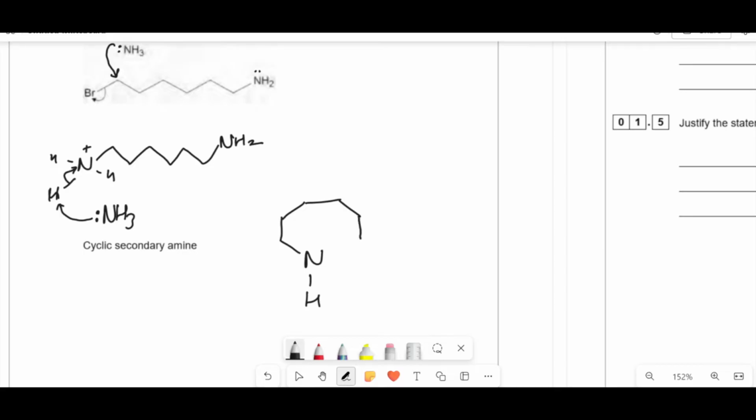Sorry, no, wait. That's 6, is it? Let me just double check. 1, 2, 3, 4, 5, 6. Yeah, that's 6. Whoopsie doodle. There you go. So be careful. You should be able to identify immediately what groups are in it and think, oh, this could do this. For as long as you've got lone pairs on something, it can do nucleophilic substitution.